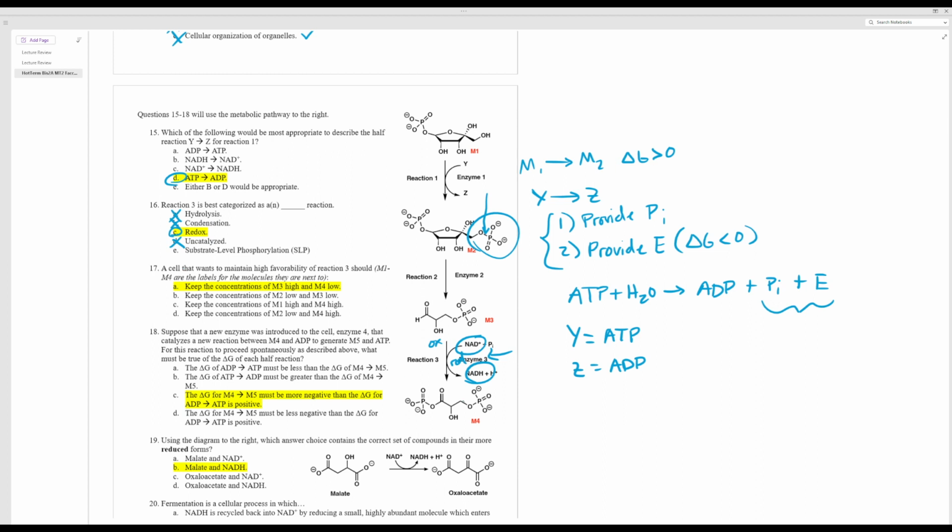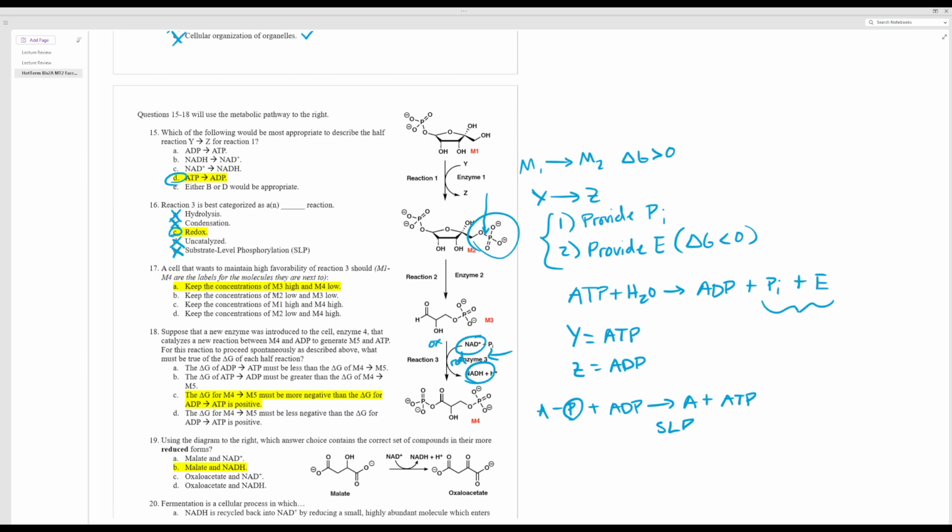And E, substrate level phosphorylation, we see a phosphate group getting attached to a substrate, but that's not substrate level phosphorylation. Remember, substrate level phosphorylation is when you have a substrate with a phosphate group plus ADP going to that substrate plus ATP, where the substrate loses its phosphate group. This is not substrate level phosphorylation. Okay, 17. A cell that wants to maintain high favorability of reaction 3 should, and I probably should have written this up here, but whatever. M1 and M4 are the labels for the molecules they are next to.